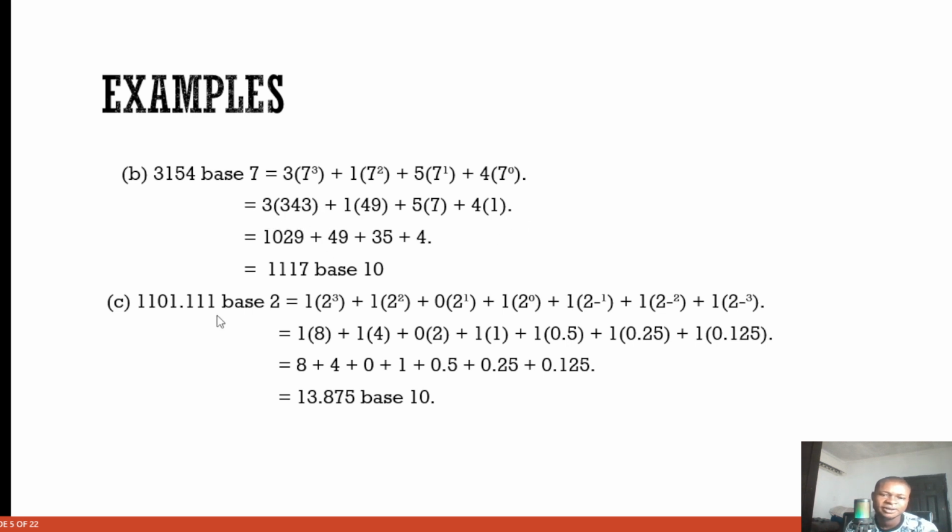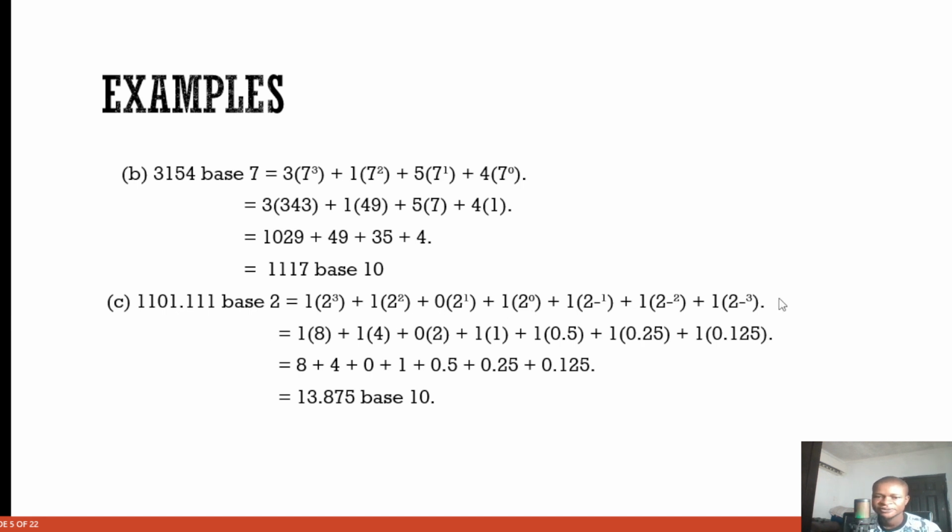So we also have the third one, which is 1101.111 base 2. You can see now that obviously we are going to have negative powers after the decimal point. So this one takes minus 1, this one takes minus 2, minus 3. If you have more than that, then we have minus 4, minus 5, minus 6 and so on. We have a positive number here called the whole number that starts from 0, 1, 2, 3.